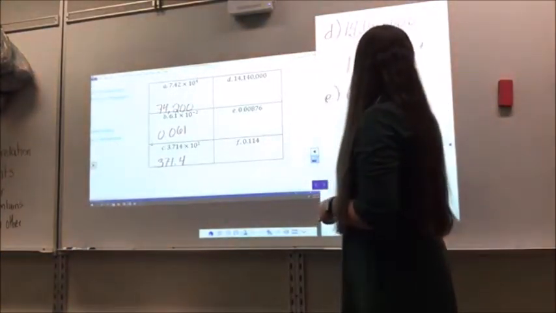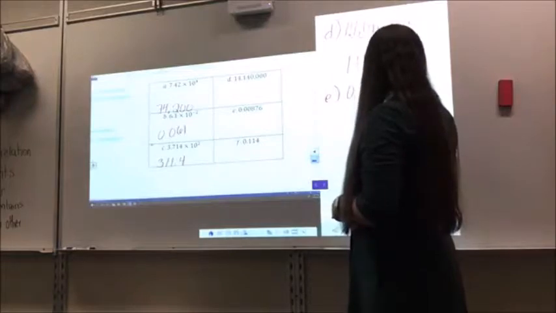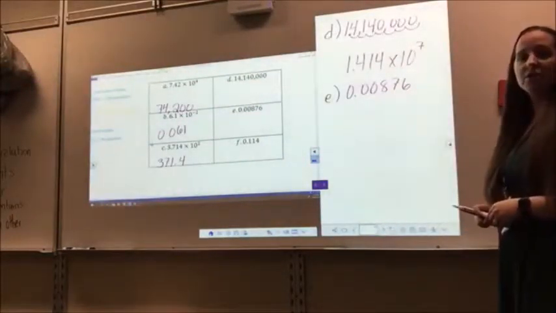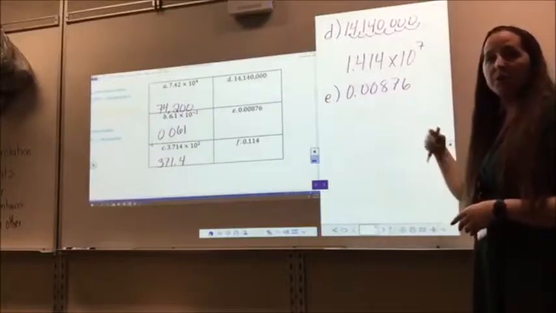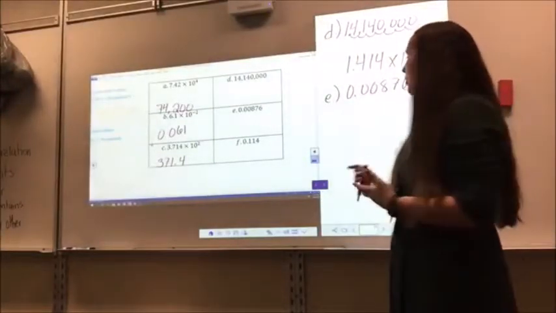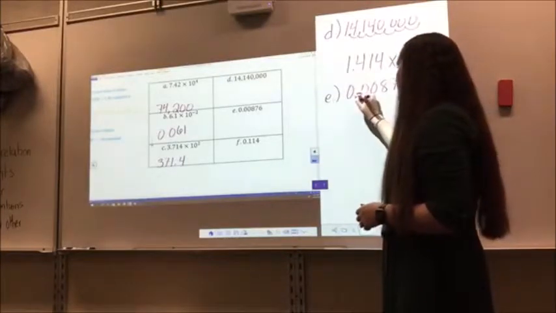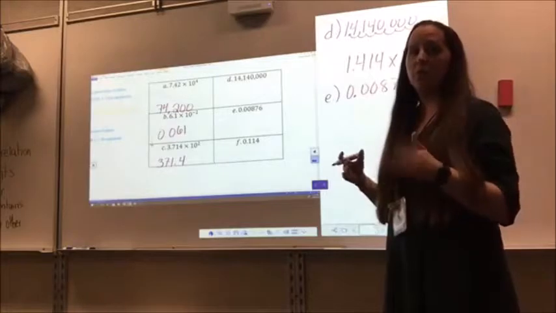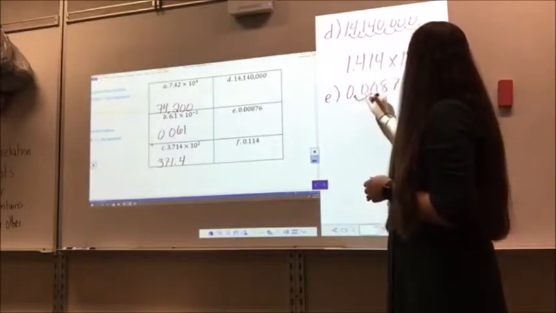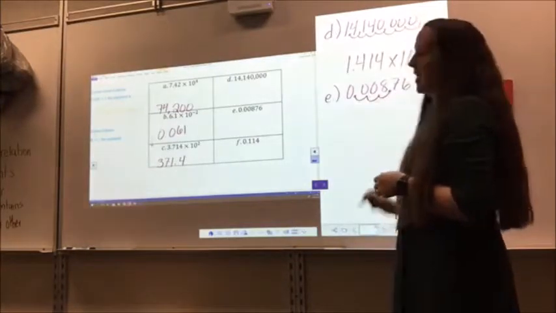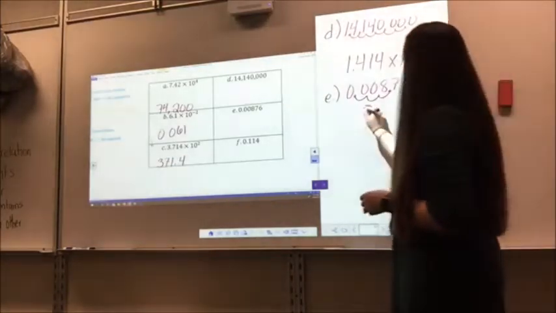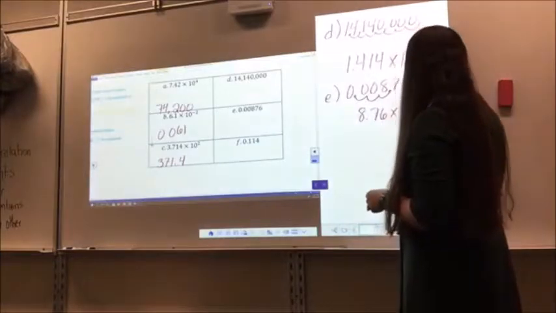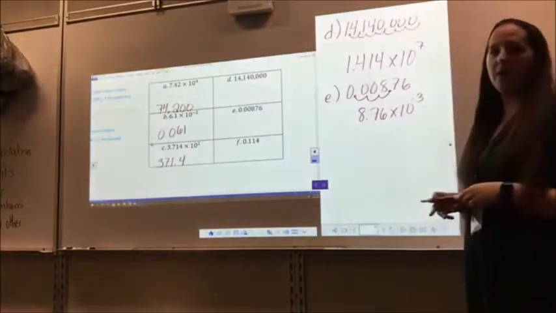Letter E, I get 0.00876. So for this one, it's a smaller number, which means I'm going to have a negative exponent. So I want to start at my decimal place, and I want to count how many it would take for me to get a number between 1 and 10. So 1, 2, 3. After that, 8 will count. So this is going to be 8.76 times 10 to the negative third power.